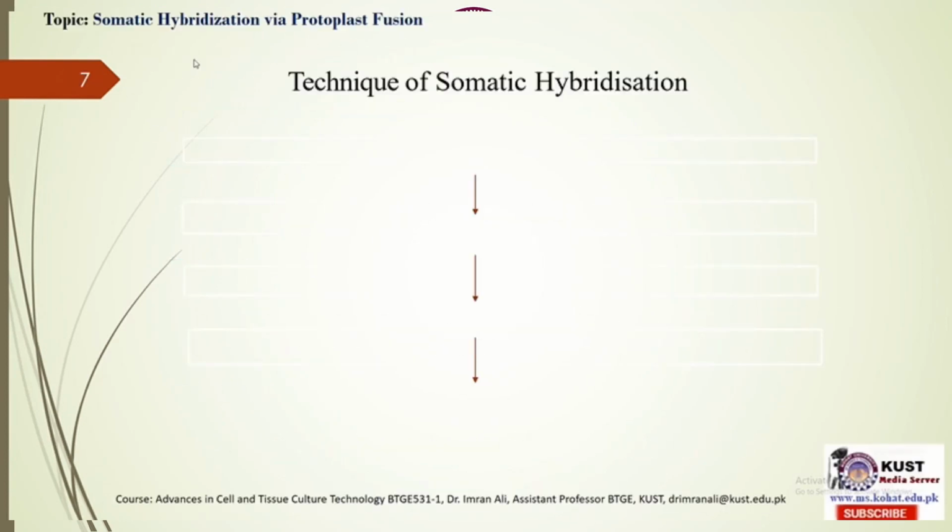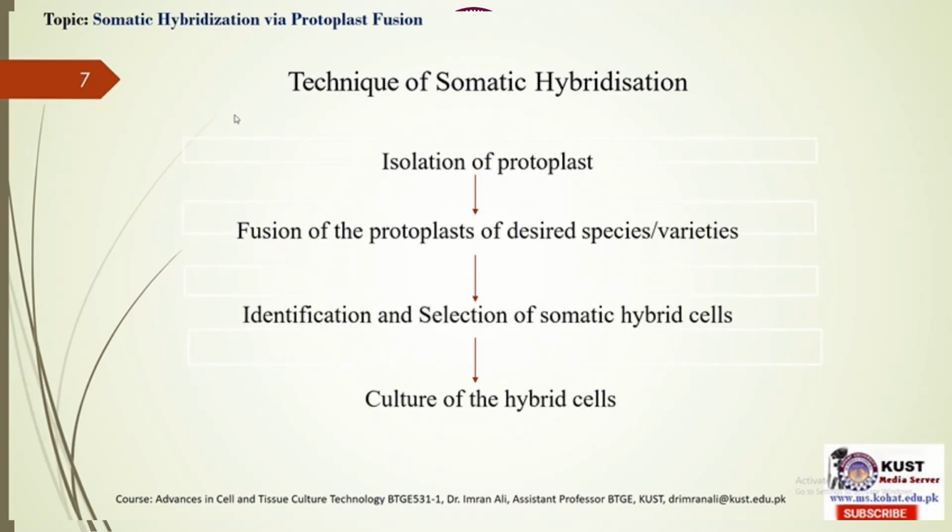Now, let's discuss briefly the methodology involved in somatic hybridization, or the techniques involved in somatic hybridization. For any somatic hybridization experiment, the first step is to successfully isolate the protoplast, followed by fusion of the protoplasts of desired species or varieties, then identification and selection of somatic hybrids, and finally culture of the hybrid cells.